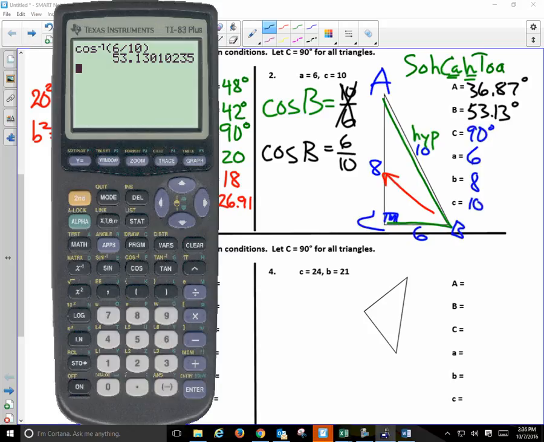And I check my answers. Angle A is the smallest. Side A is the smallest. Angle B is next. Or side B is next. Angle C is biggest. Side C is the biggest. I've checked my answers. They're verified.